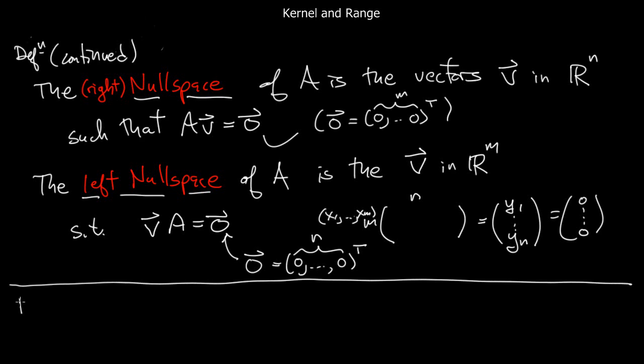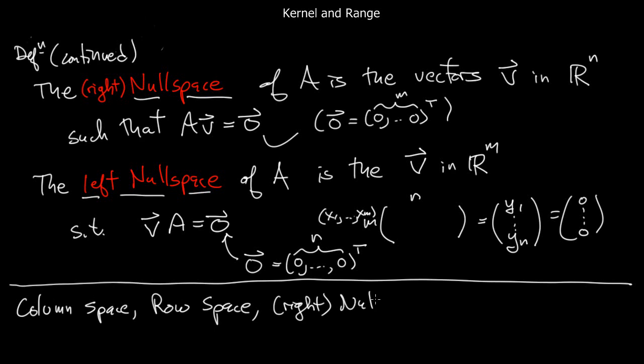Okay, so where are we? We have these 4 subspaces. What are they again? We have the column space of a matrix. We have the row space of a matrix. We have the null space, or the right null space. And we also have the left null space. And 2 of these are in Rm, and 2 of these are in Rn. I'll come back to that.